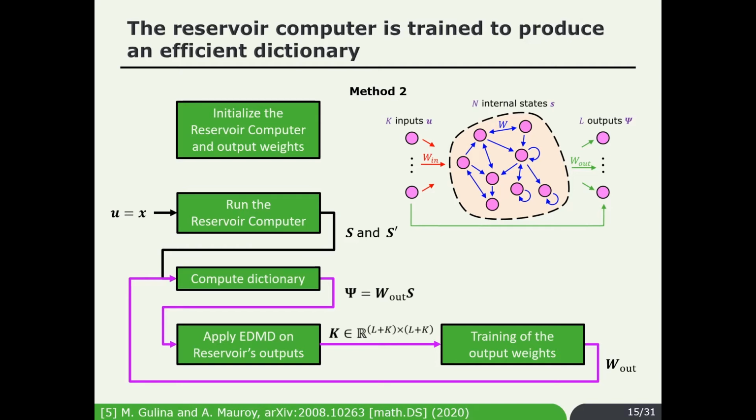You can note that the Koopman matrix produced with this method is a square matrix of order L plus k, where k was already defined and L is the number of outputs. So, this second method proposes a trade-off between the quality of the Koopman matrix and its size, since L is typically small. Before presenting the results, let us look more precisely at the output weights training.